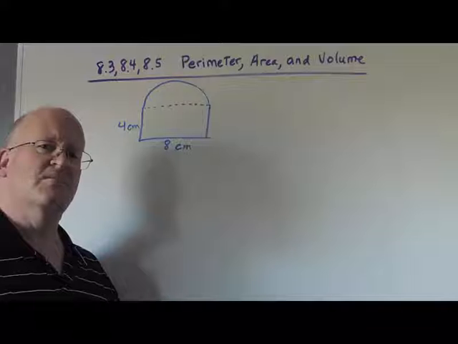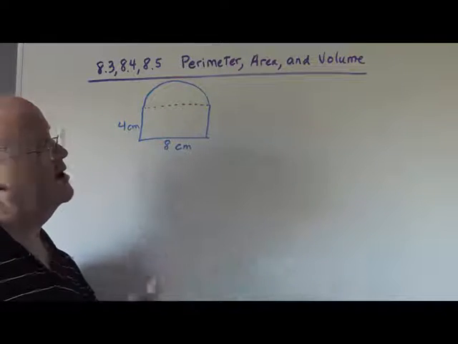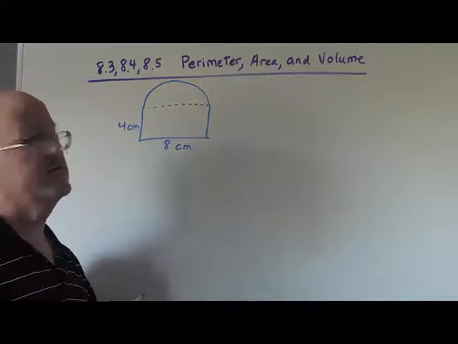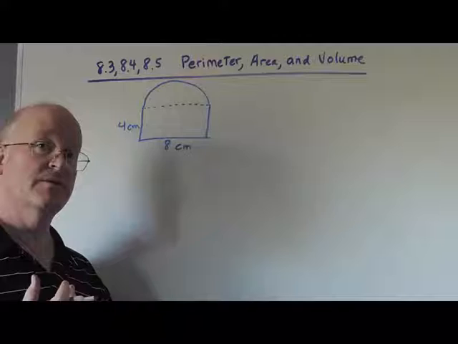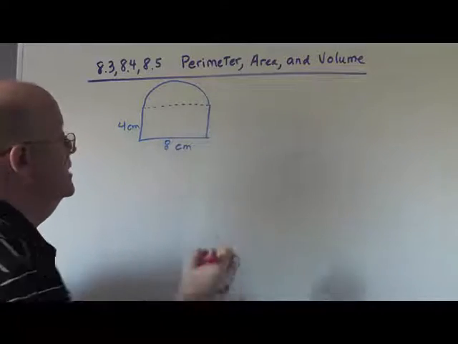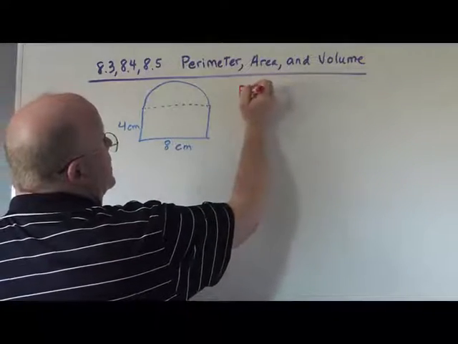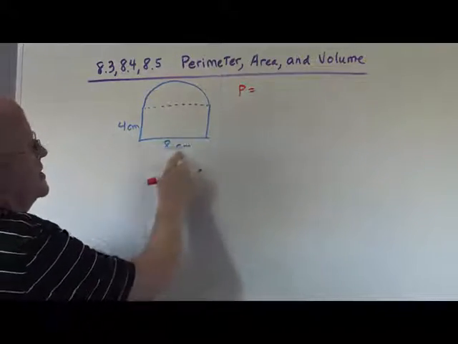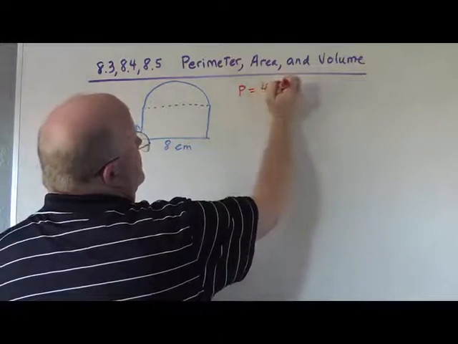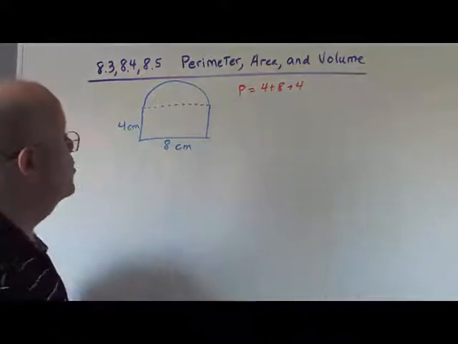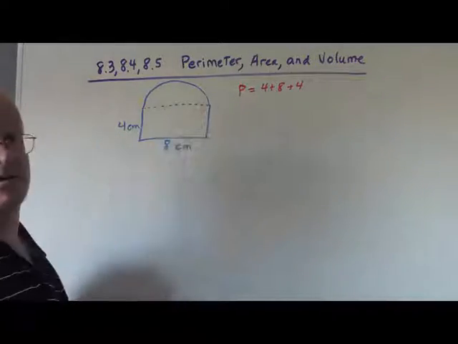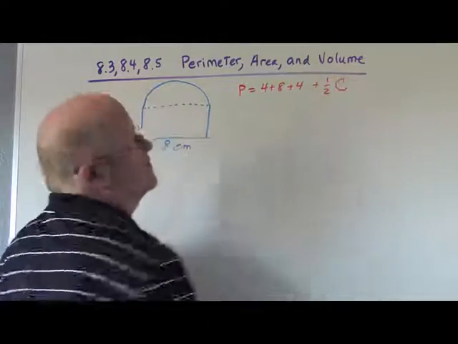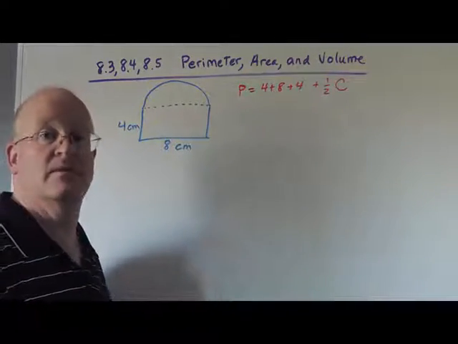Now I've got an interesting problem for you. I have a figure drawn here. It looks like a dome of a laboratory, so to speak, and we need to find both the perimeter and the area. Now, to find the perimeter, we're going to have 3 linear lengths, 4 plus 8 plus 4. But then after that, we're going to have 1/2 of a circumference being added on. So I'm going to write plus 1/2 circumference, just using a capital C to represent that.